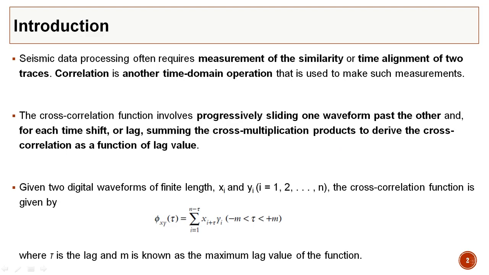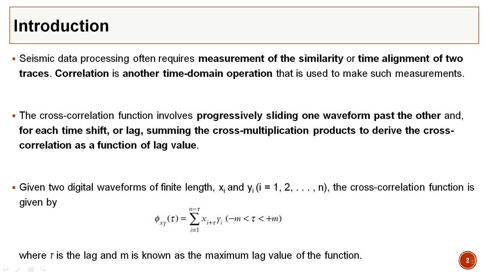Okay, so basically correlation is another type of time domain operation that helps in the measurement of the similarity or the time alignment of two seismic traces. It is very similar to convolution, involves progressive sliding of one waveform past the other, and for each time shift or lag value involves summing of the cross multiplication products to derive the cross correlation as a function of lag value.